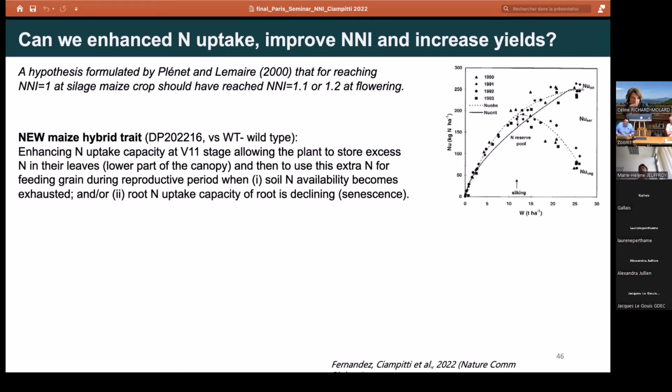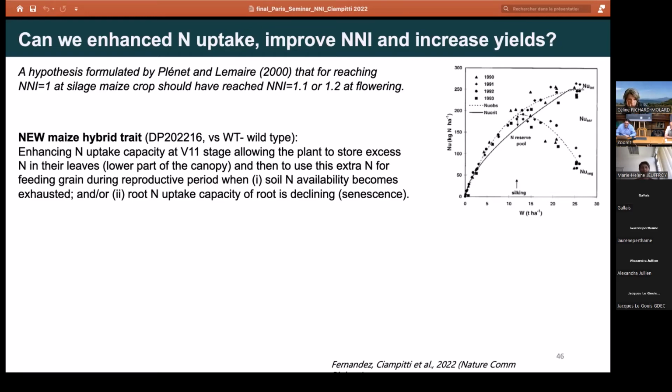And then we have a study on a new maize hybrid. So it's still not out. But what this hybrid does is increase the transcriptome and increase protein expression, which is basically reflected in an increase in nitrogen uptake at B11, okay, and is reflected in increasing the nitrogen that is stored in the lower parts of the canopy, the stems.